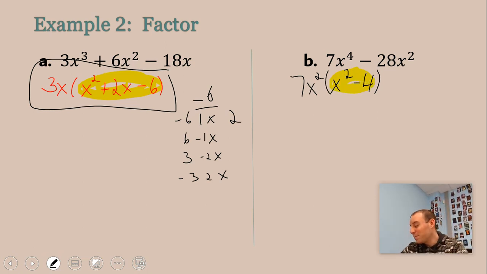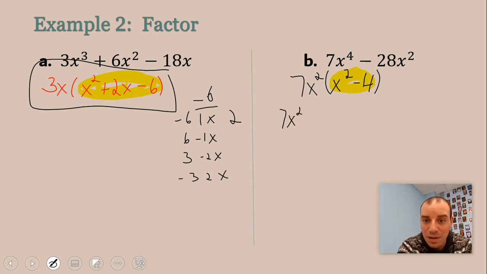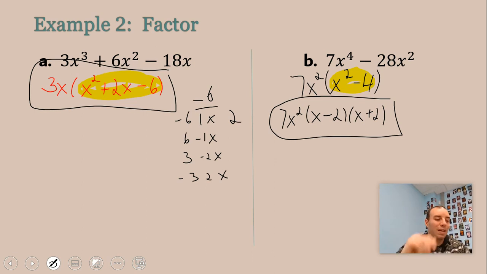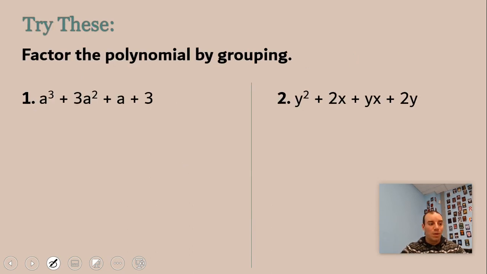So this now is the difference of squares, what we saw in section 7.7. So x squared is a perfect square, so is 4. This is going to factor to 7x squared on the outside, x minus 2 times x plus 2. And there's my final answer there. So it's all dependent on whether or not that second part is factorable. Sometimes it is, sometimes it's not. We'll go through these in class.